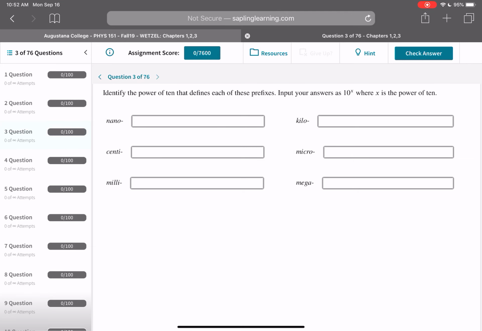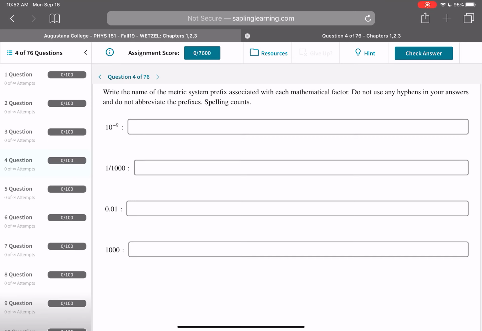Write the name of the metric symbol prefix associated with each mathematical factor. Do not use any hyphens in your answers. Do not abbreviate any prefixes. Spelling counts. This would be nano, milli, centi, and kilo.